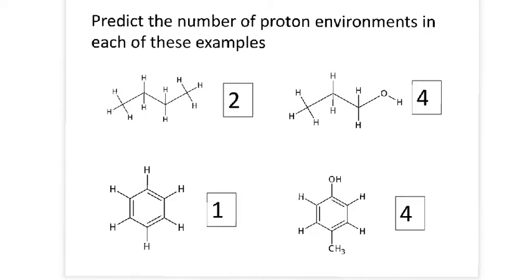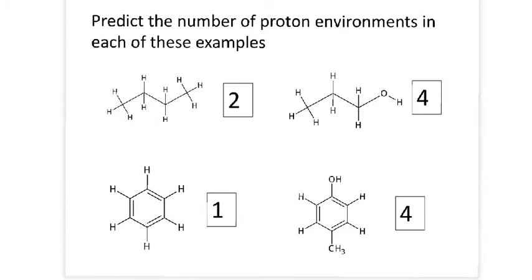This top one here is the same example of butane that we had on the carbon NMR video, because we've got 1 hydrogen here, 1 there, 1 there, 1 there, so we've got 4 hydrogens, but these end 2 are equivalent and these middle 2 are equivalent.